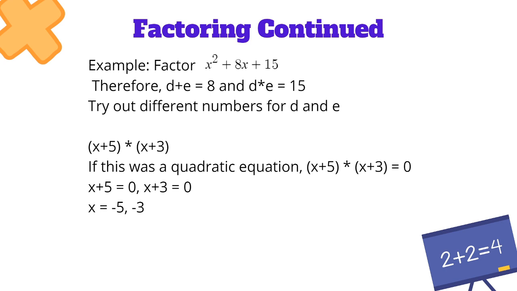And if this was a quadratic equation, then we'd know the quantity of x plus 5 times the quantity of x plus 3 equals 0. And so that means either x plus 5 equals 0 or x plus 3 equals 0. And so if we solve for x in both of those scenarios, we'll get -5 and -3. And those are our two solutions.